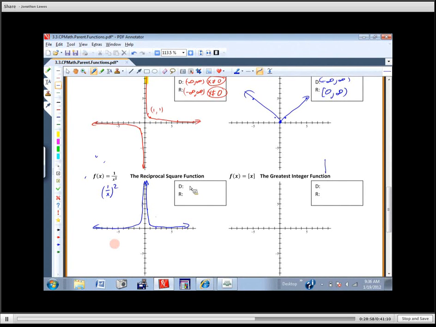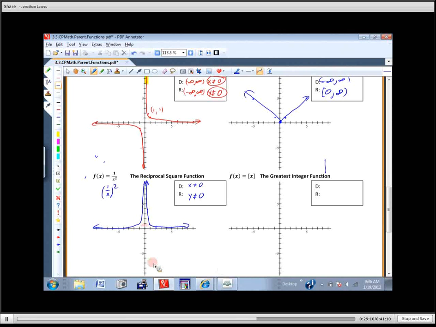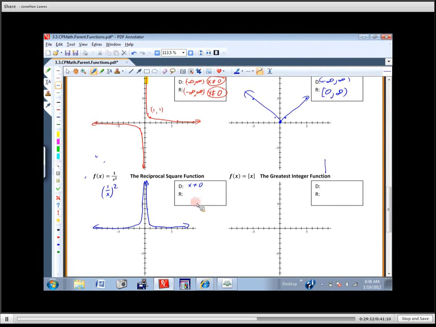Okay, again, you can't plug in a 0, and you also can't get out a 0, or is it that simple? Because what else don't we get out? We don't get any negatives or zeros. So the range would be from 0 to infinity with a round bracket around 0, because we never actually touch the x-axis. Does that make sense?